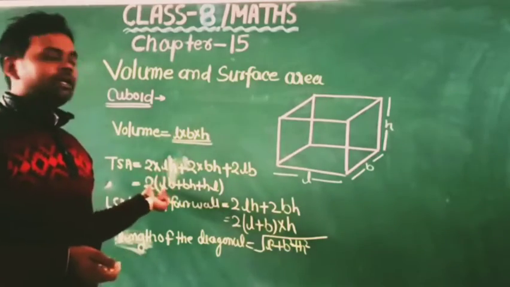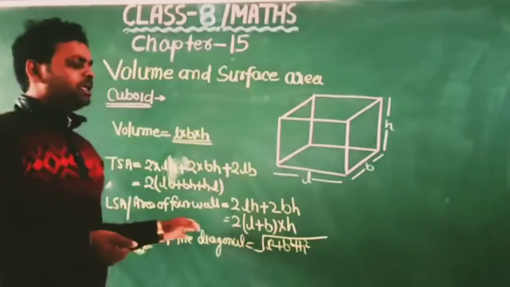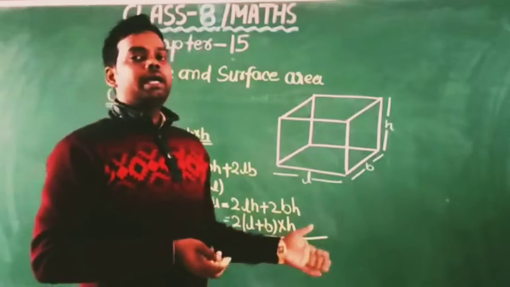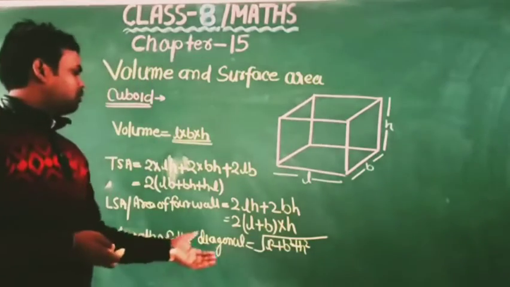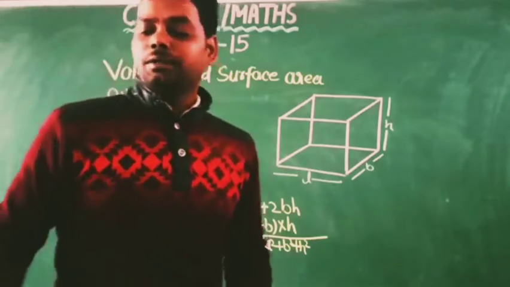So volume of cuboid equal to length into breadth into height. Total surface area 2 in bracket LB plus BH plus HL. Lateral surface area of four wall equal to 2 in bracket L plus B into height, and length of the diagonal is square root of L square plus B square plus H square. Okay.